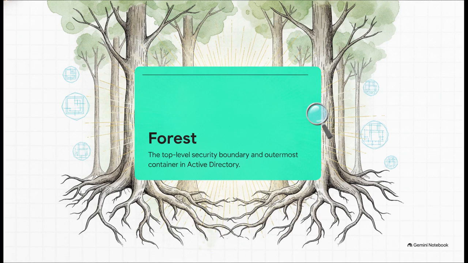So before you can manage a network, you've got to understand its physical and logical boundaries, right? Active Directory uses a highly specific hierarchy to organize resources. At the very top of this hierarchy is the forest, and that is your ultimate security boundary. It's the outermost container in Active Directory. All the domains that live inside a single forest share a common schema, which is basically the blueprint for object types, as well as a global catalog. And trust within a forest, that's implicit and transitive.